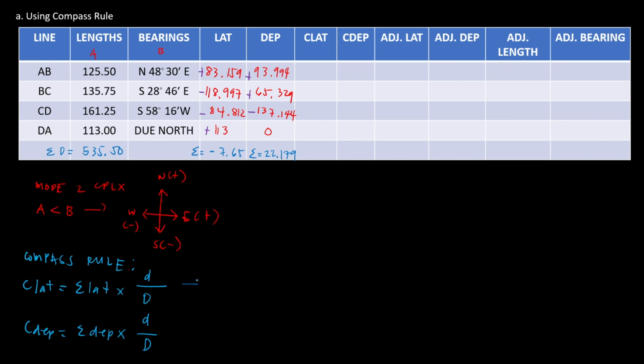Now let's make an equation so we just press buttons. For the summation of latitude, we neglect the signs for now. The correction in latitude is 7.65 times alpha A over the summation of the lengths, 535.50, where the small d are the lengths of lines AB, BC, and so on. For the correction in departure, we replace 7.65 with 22.179 times alpha A over 535.50. Now we can get the corrections for latitude and departure.